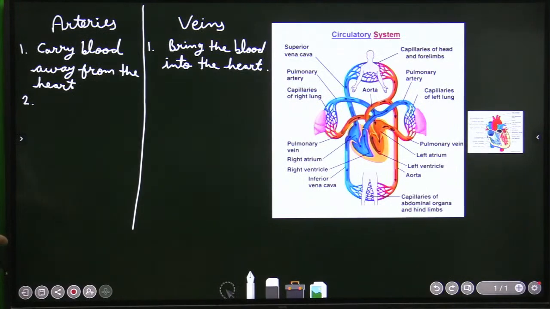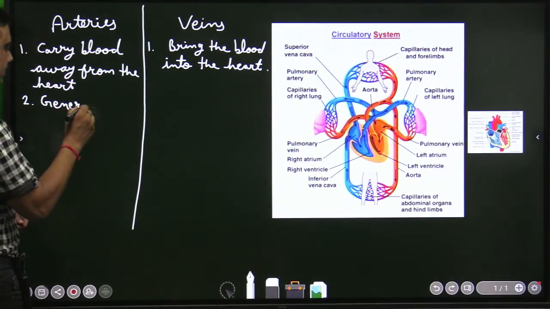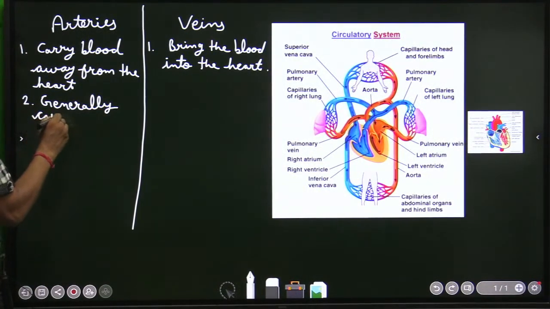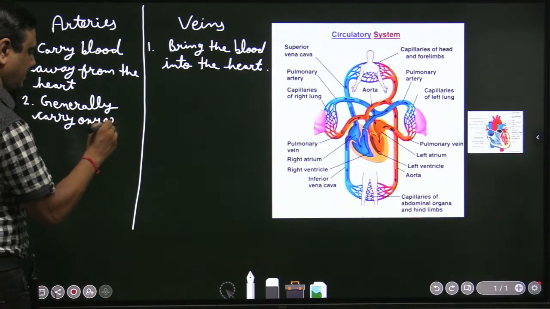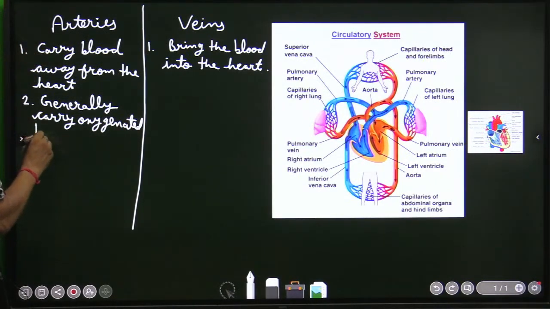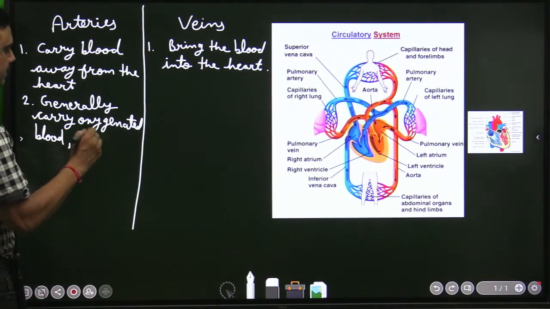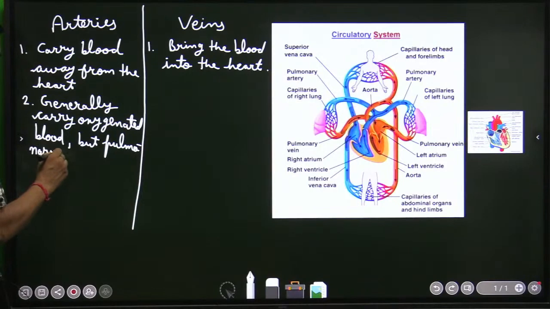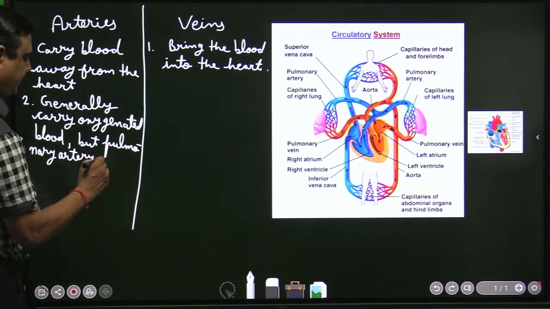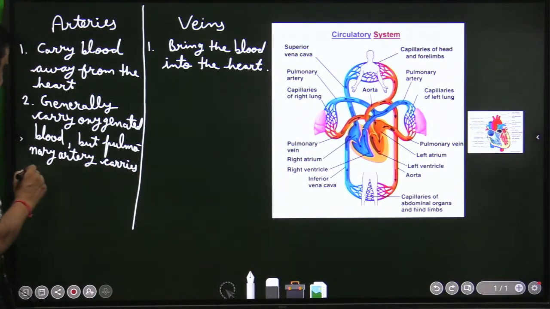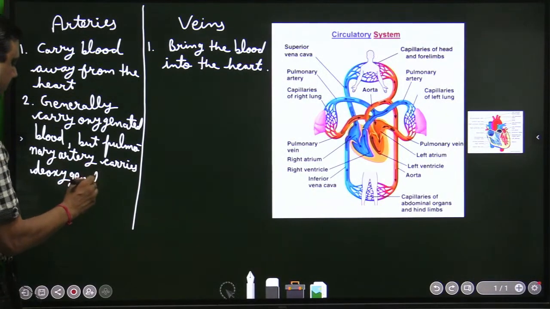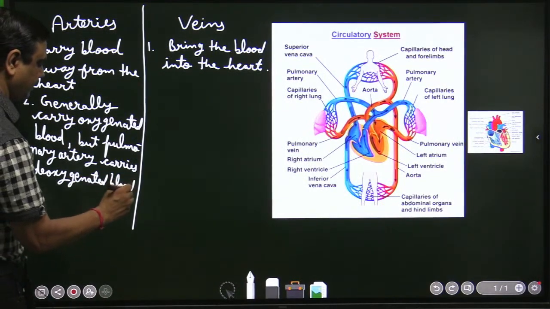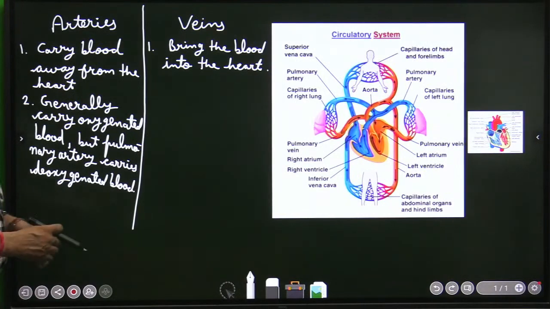Arteries generally carry oxygenated blood. Generally, not always. Generally they carry oxygenated blood. But pulmonary artery carries deoxygenated blood. Actually, it supplies the deoxygenated blood from the heart to the lungs.